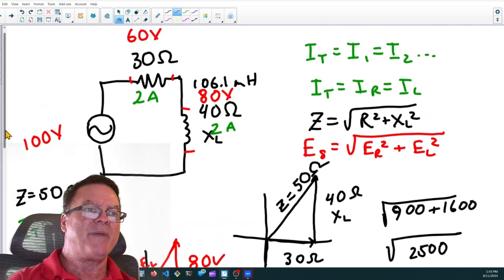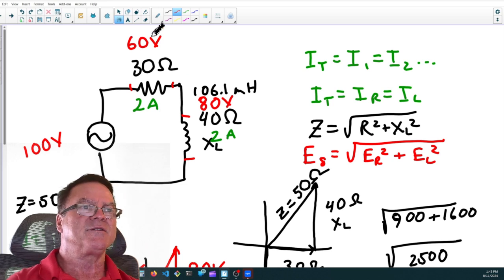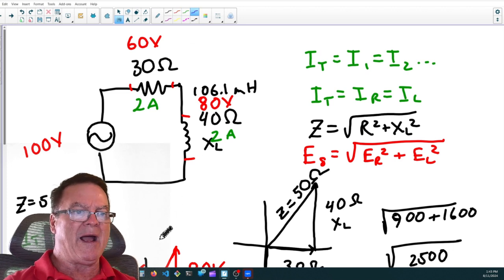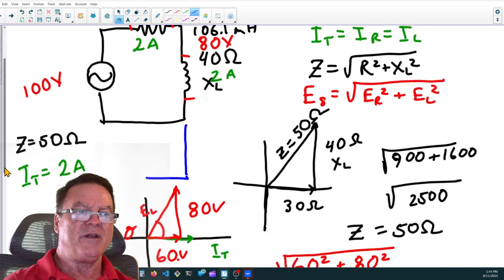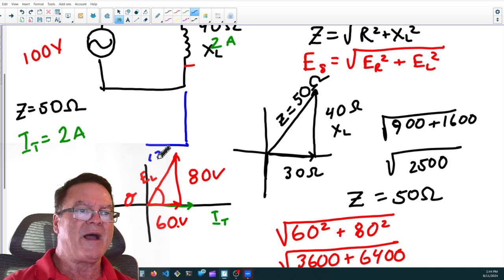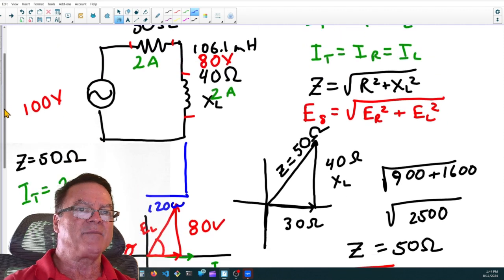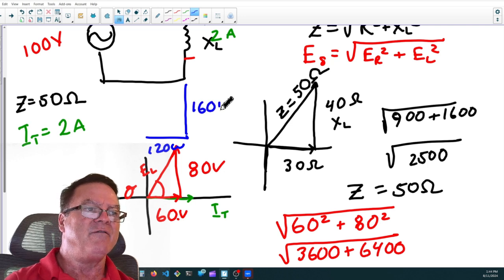Later we'll talk about power. Power we would just figure in the same way. We have true power. Well, let's go ahead and talk about it. It's true power versus reactive power. So in this circuit, I have 60 volts times 2 amps. I have 120 watts of true power. And I have 80 volts times 2 amps, 160 volt amps reactive, VARs.